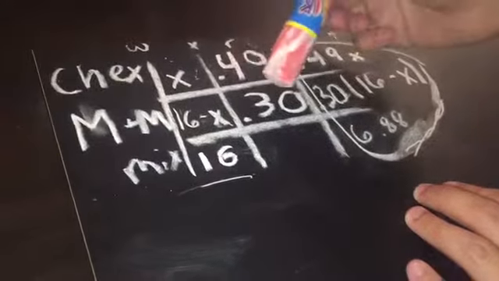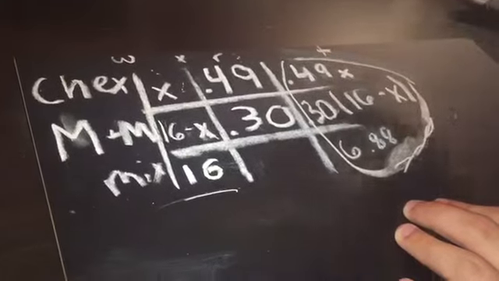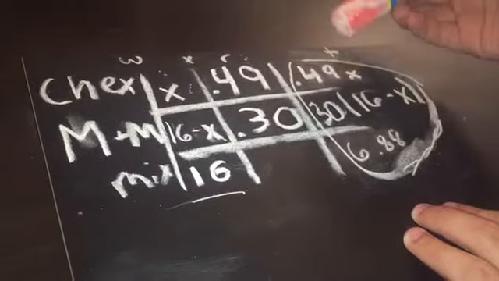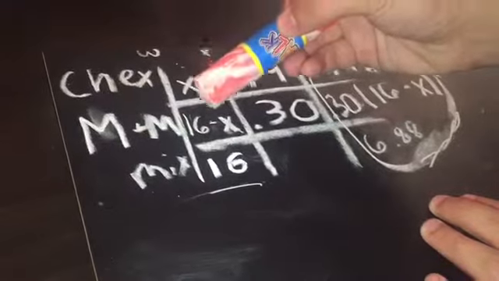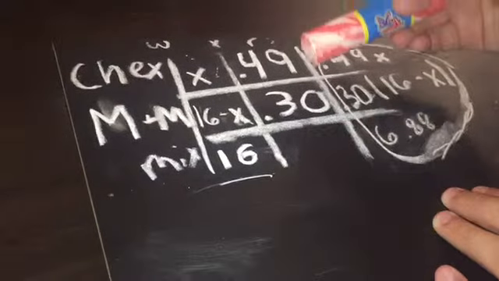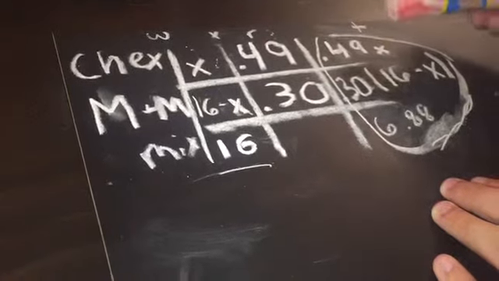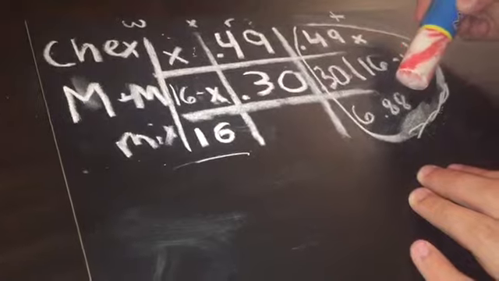The third column is the total cost, which is going to be the weight times the cost per ounce. So we're going to do x times 0.49, which will equal 0.49x. For M&Ms, we're going to do 16 minus x times 0.30, which will equal 0.30, and then in parentheses, 16 minus x. And those two together are going to equal 6.88.